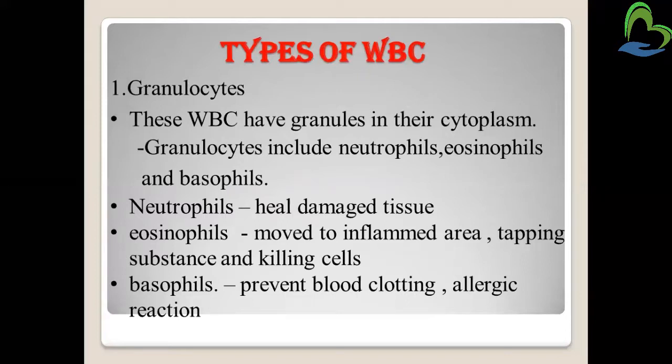Now the types of WBC. So there are mainly two types. The first one is granulocytes. These WBC have granules in their cytoplasm. As the name suggests, granulocytes, that means granules are present in the WBC. Granulocytes include the neutrophils, eosinophils, and the basophils. So these three cells are present in the granulocytes.